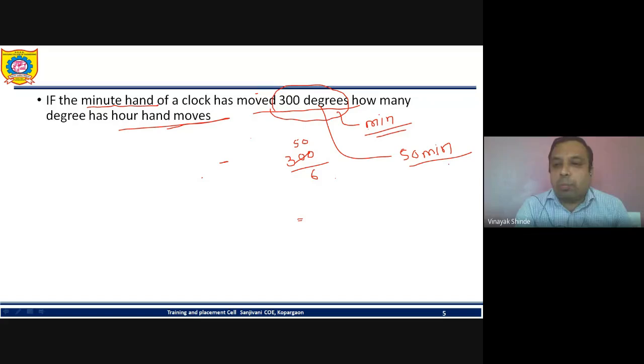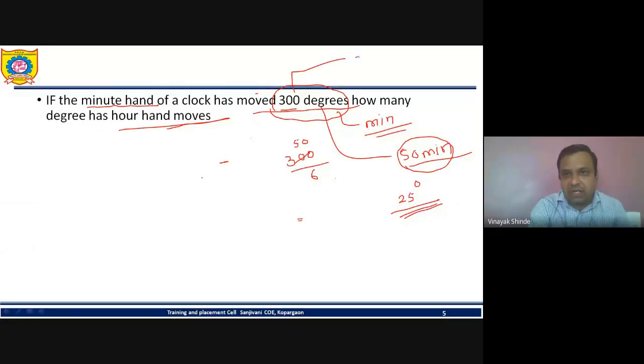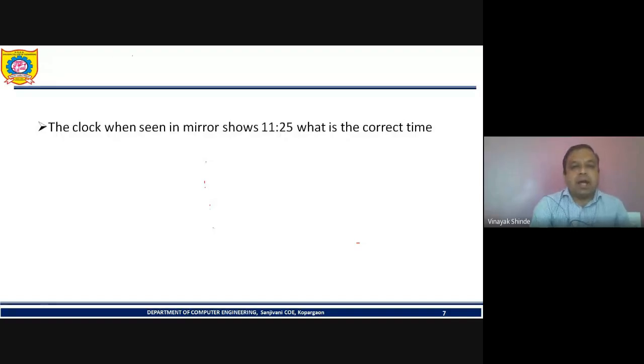Now the minute hand is completing 50 minutes. If the minute hand completes 50 minutes, how much is the angle traveled by the hour hand? The hour hand travels 0.5 degree in 1 minute, so in 50 minutes, 50 into 1 by 2 is 25 degrees. So for 300 degrees of the minute hand, the hour hand moves 25 degrees.